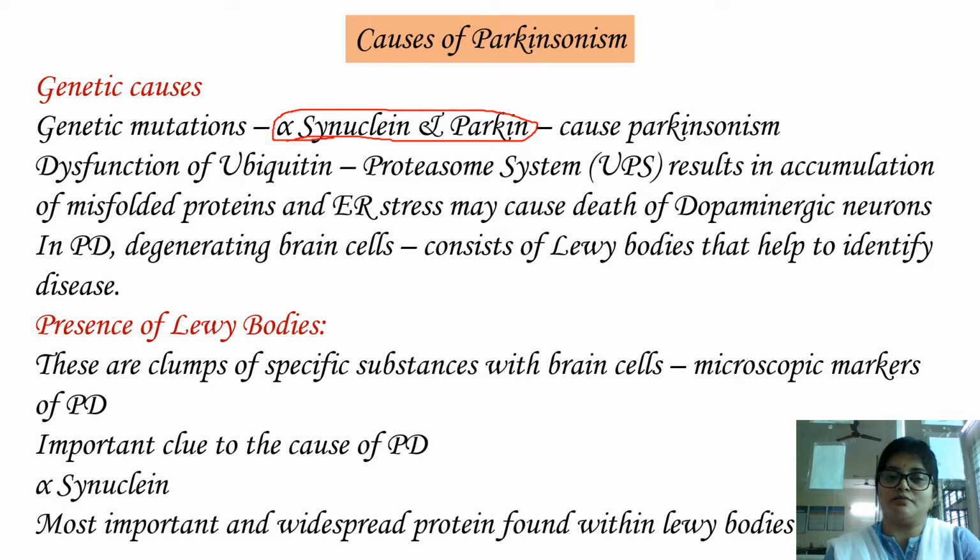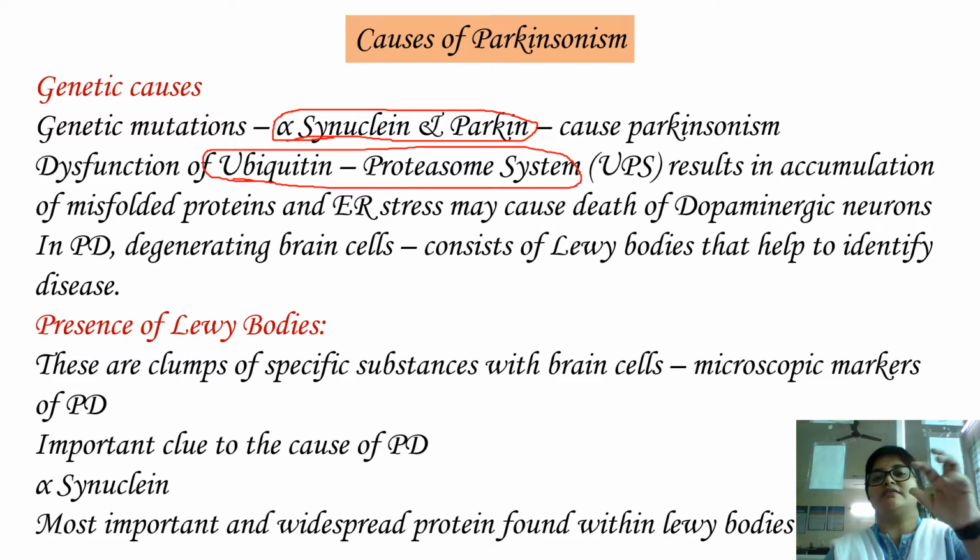And also there is a system called the ubiquitin proteasome system, which we call UPS. When this system is dysfunctional, not functioning properly, what happens? There will be accumulation of misfolded proteins and endoplasmic reticulum stress is seen. Because of these misfolded proteins and endoplasmic reticulum stress, it causes the death of the dopaminergic neurons. So when the dopaminergic neurons die, it is not going to produce any dopamine.